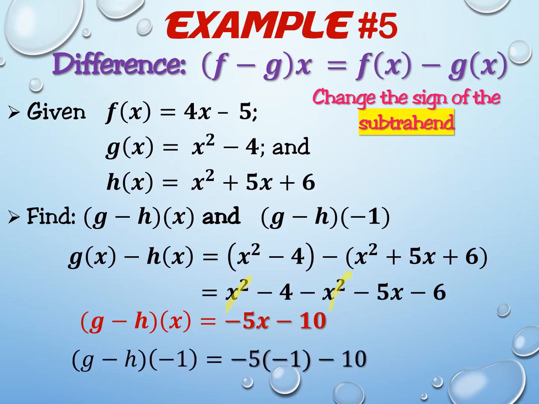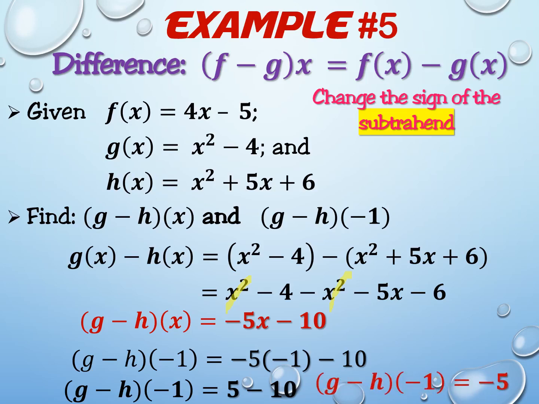So we have g minus h of negative 1. So we will simply replace x by negative 1. So this will be negative 5 times the quantity negative 1, minus 10. What is negative 5 times negative 1? Okay, positive 5, correct. So that will be positive 5 minus 10, and what will be our difference? Okay, so if your answer is negative 5, you are correct. So I hope that is clear.